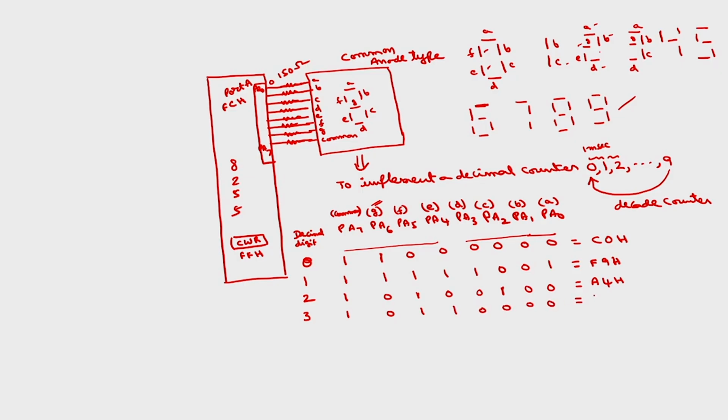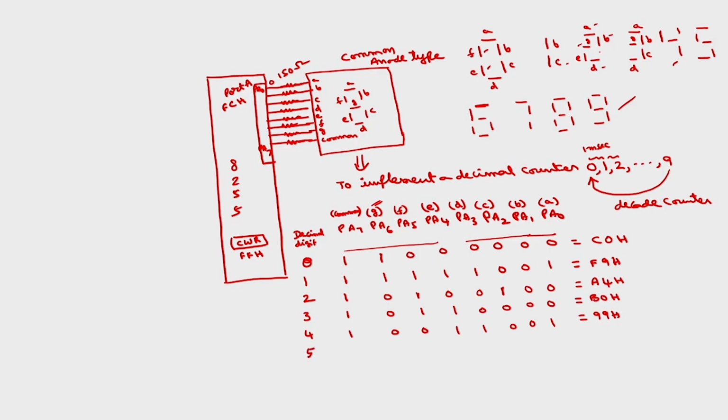This will be B0H, corresponding to 4. So, I want this 4. So, what are the segments? Segments are B, C, F and G. B, C, F and G should be 0, remaining all are 1s. So, what will be the code? 99H.